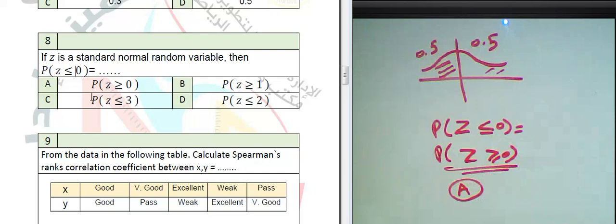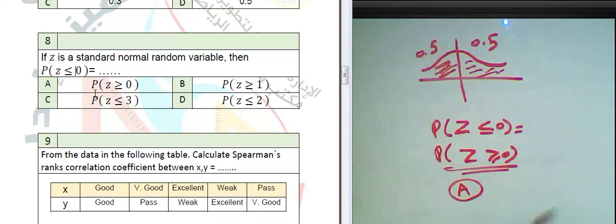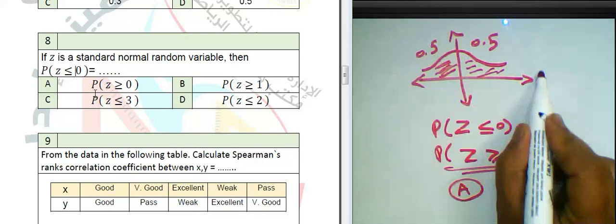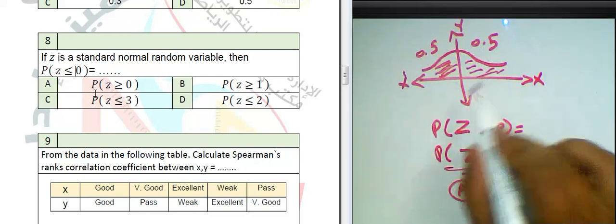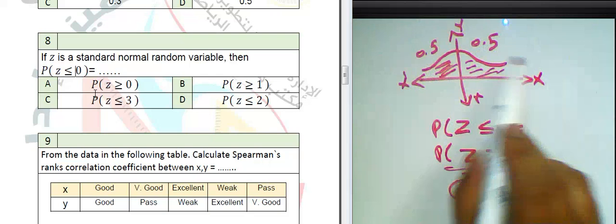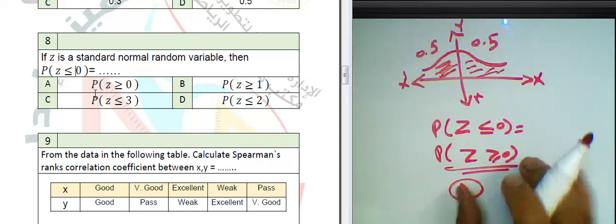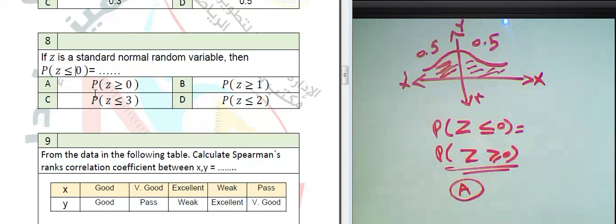Understood? Choose letter A about this example, because this area equals half and this area equals half. We have this coordinate x' and y', and this area here, half plus half, equals 1. Probability of z, a standard normal random variable, less than or equal to 0 equals probability of z greater than or equal to 0. Okay, question number 9.